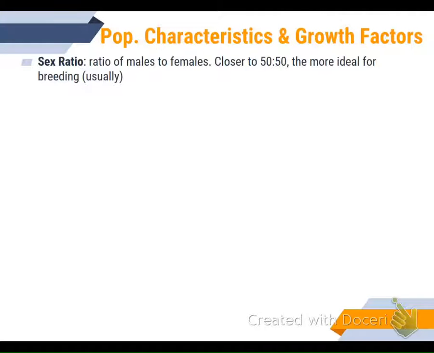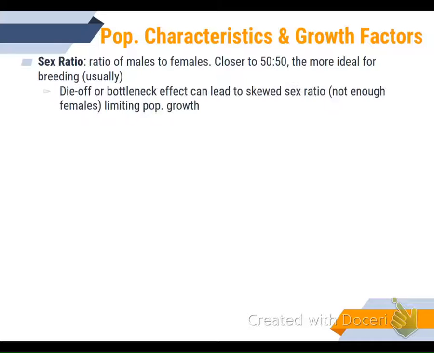Another characteristic is sex ratio. If it's 50-50, it's better for breeding. If there's one male and 200 females, or one female and 200 males, that's not ideal. That sometimes happens when there's a die-off, for example, a disease that attacks either the Y chromosome or something about the female, where it limits the population growth because there's not enough of both sexes.